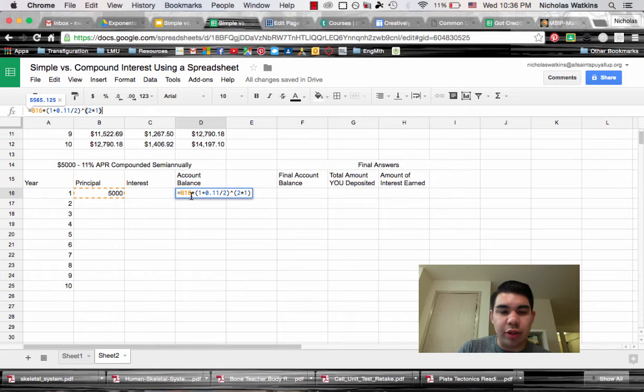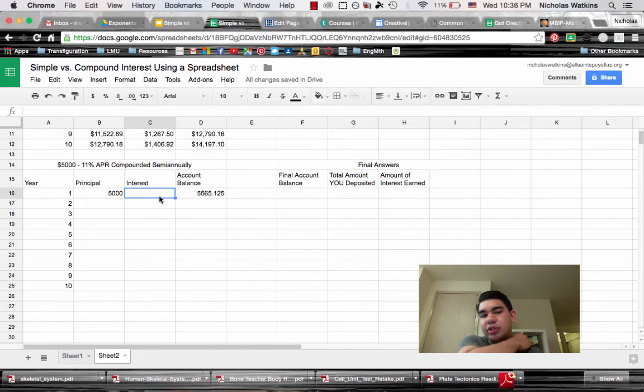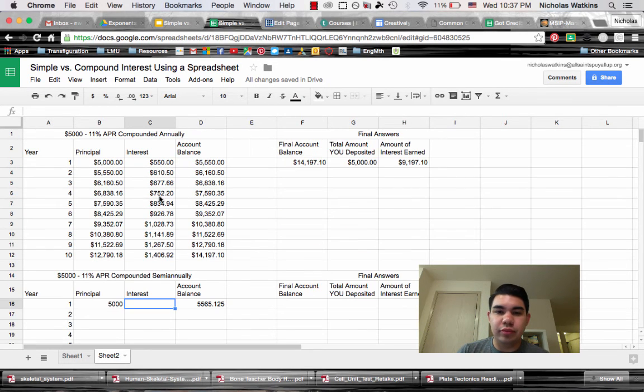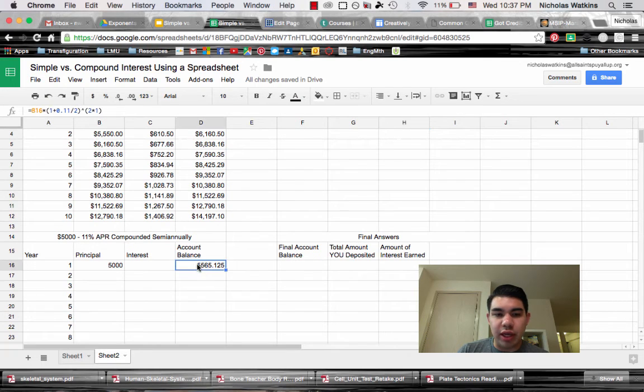So again, you should be in D16. So right now, C16 should be blank. To find the amount of interest that we gained, it's going to be fairly simple, similar to what we did up here. The interest gained is simply our account balance at the end of the year subtracted by the starting principal we had. So it's kind of going backwards a little bit.